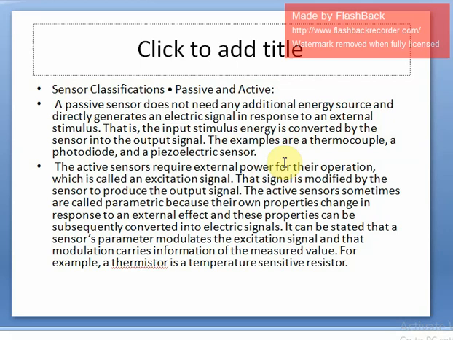And active sensors require external power for their operation. This is called the excitation signal. That signal is modified by the sensor to produce the output signal. Active sensors are sometimes called parametric because their own properties change in response to the external effect, and these properties can subsequently be converted into electrical signals. It can be stated that the sensor's parameters modulate the excitation signal, and that modulation carries the information of a measured value. Here the example is the thermistor.